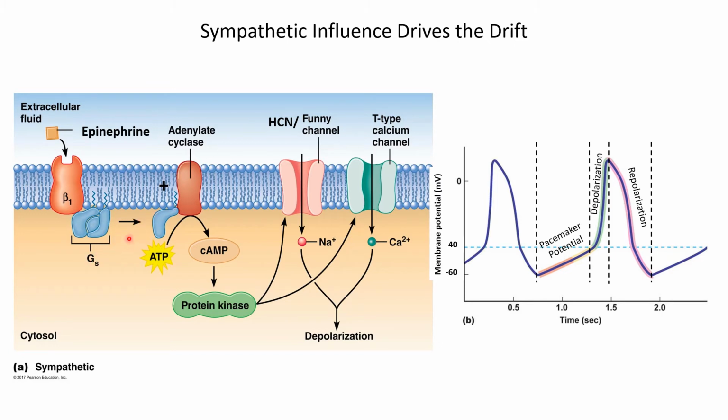It's going to send its alpha over to adenylate cyclase, make some cyclic AMP, makes a bunch of different protein kinases, and those are what's going to come over and activate our HCN funny channels and our T-type calcium channels, and they're going to allow sodium and calcium to come into the cell, and that's going to give us our pacemaker potential. So that's controlling this part of the curve here.